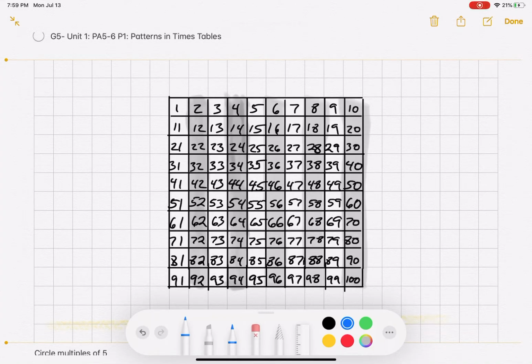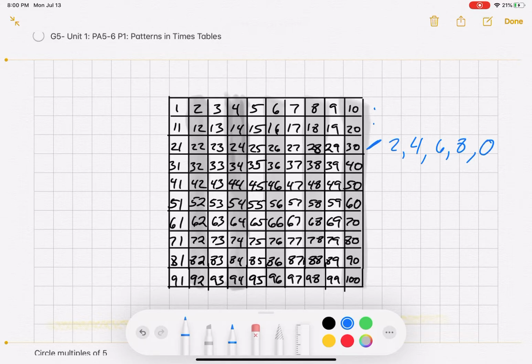Okay, on this hundreds chart, the multiples of 2 are shaded. What are the ones digits of the multiples of 2 in the third row? So this is row 1, 2, so we're talking about this row here. What are the numbers in the ones digit? So just pause the video. Hopefully you noticed it's 2, 4, 6, 8, and 0.